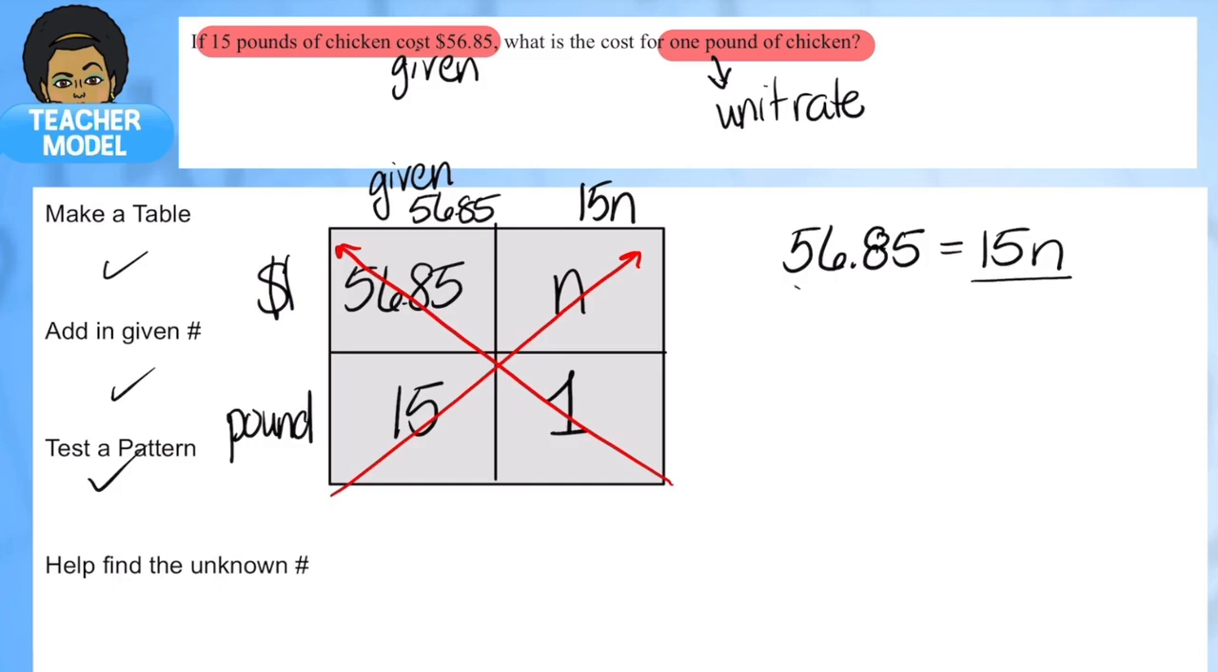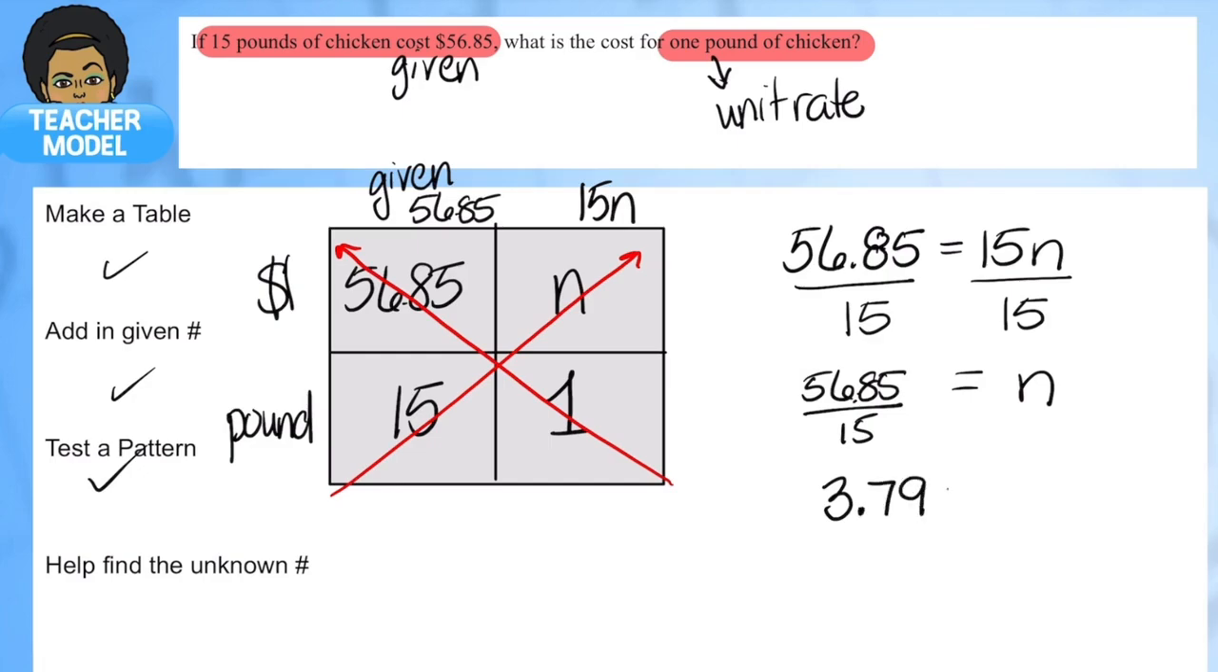We're going to divide both sides by 15, so we only have the number on this side. And if you need to, I needed to, take out your calculator and solve 56.85 divided by 15. And when you do that, you're going to get 3.79. So remember, as we're doing all these different things, we're making sure that we show all our thinking and our work, so that our process is very clear to everyone else.